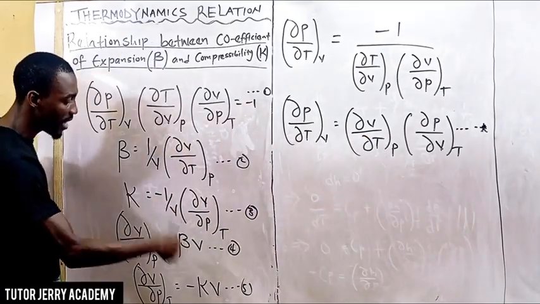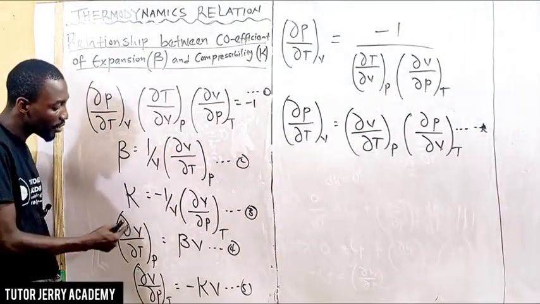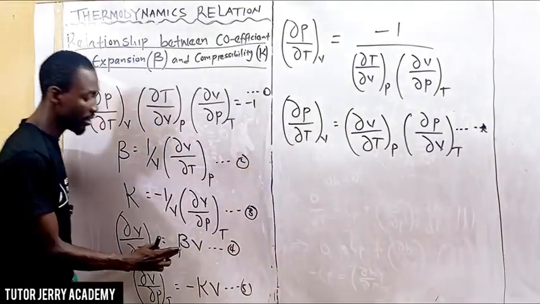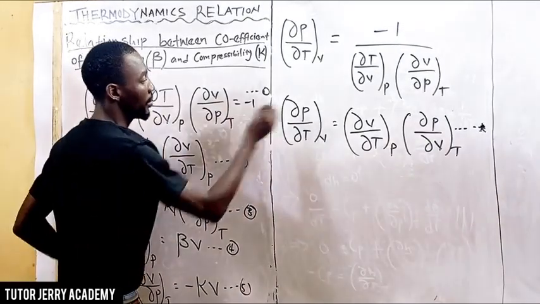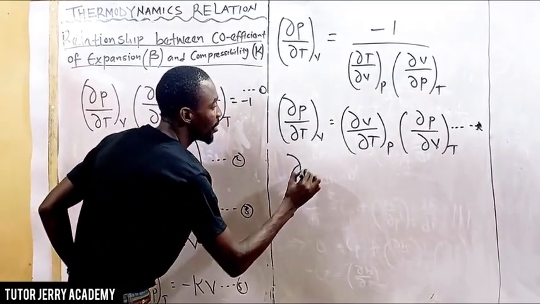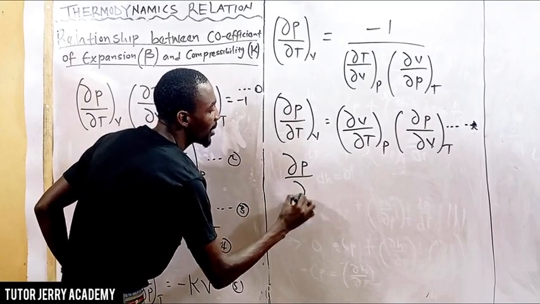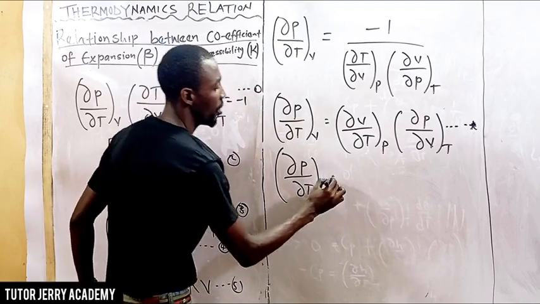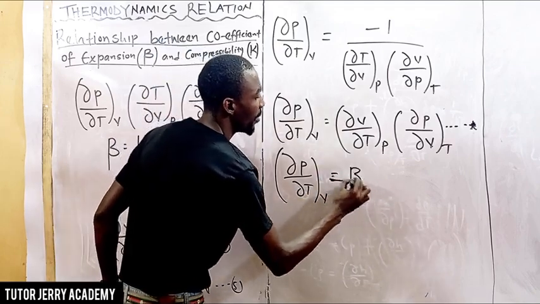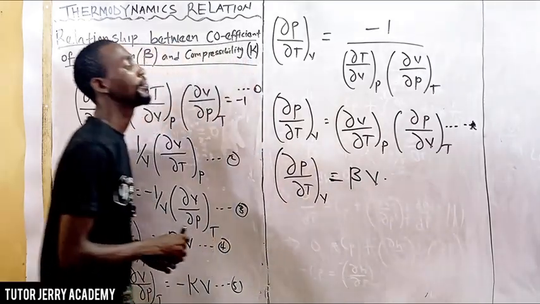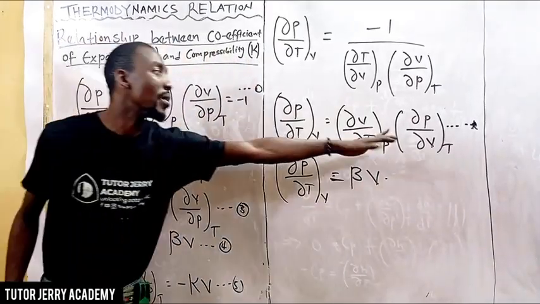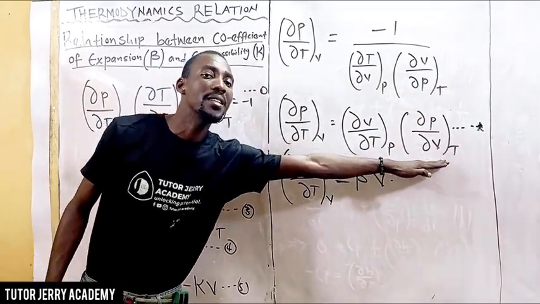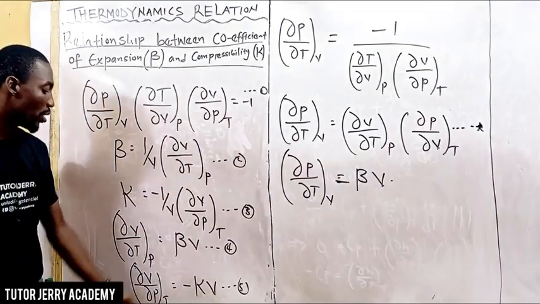So we are going to replace the partial differentiation of V all over the partial differentiation of T, keeping P constant, here with what? Beta V. So it shows that this is going to be equal to the partial differentiation of P all over the partial differentiation of T, keeping V constant, equal to beta V multiplied by. All right. Now here we have the partial differentiation of P all over the partial differentiation of V, keeping T constant. So let's check equation 5.